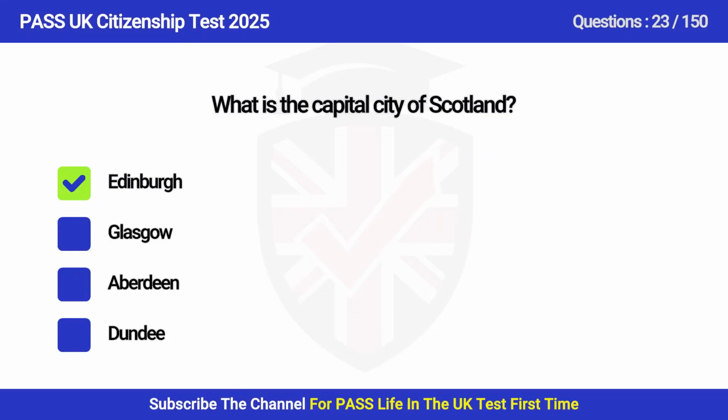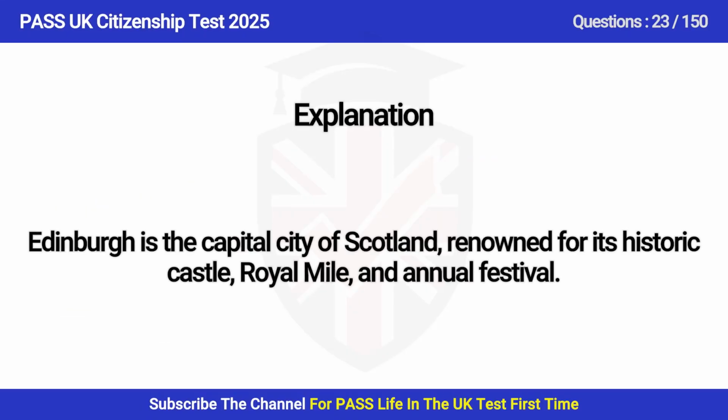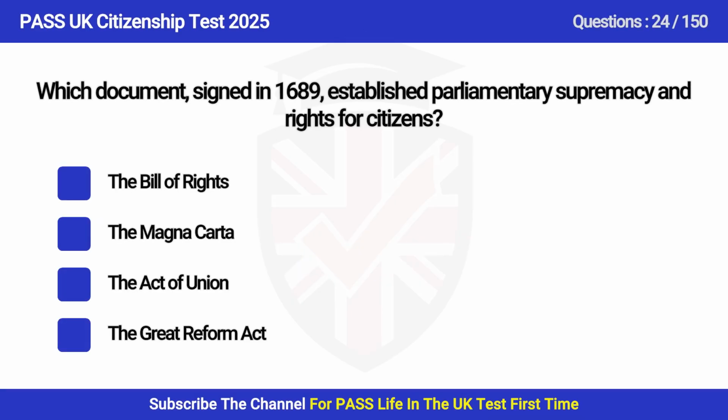The answer is A. Edinburgh. Edinburgh is the capital city of Scotland, renowned for its historic castle, Royal Mile and annual festival. Question 24. Which document, signed in 1689, established parliamentary supremacy and rights for citizens? A. The Bill of Rights, B. The Magna Carta, C. The Act of Union, D. The Great Reform Act.